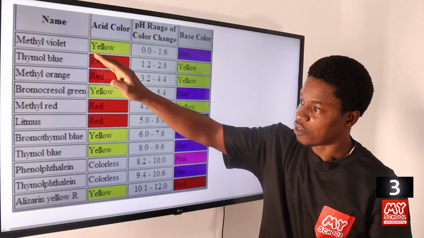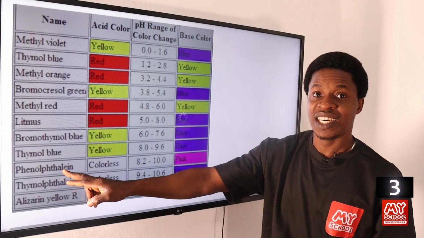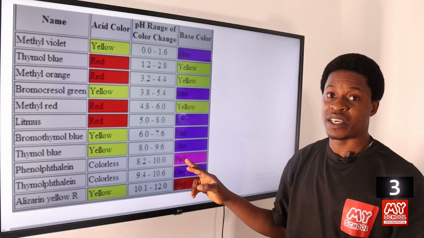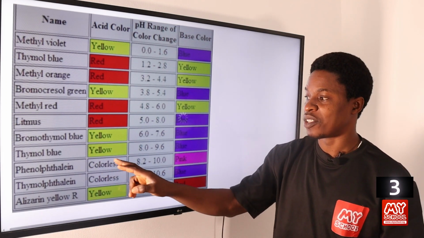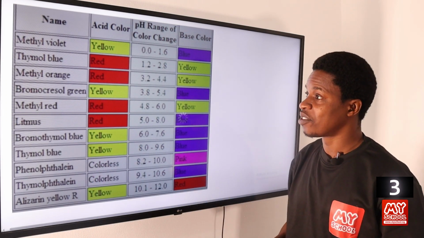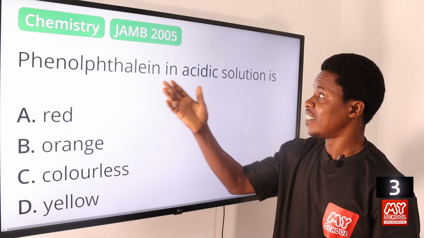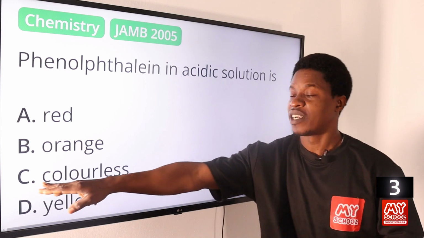But we're asked for what? Phenolphthalein. Phenolphthalein is here, okay, in acidic solution, that is colorless. In basic solution, you have a pink coloration. So which means our answer is what? Colorless. So let's go back to our options so that we can pick the right answer. So we just saw that phenolphthalein in acidic solution is actually colorless. So the correct answer is option C.